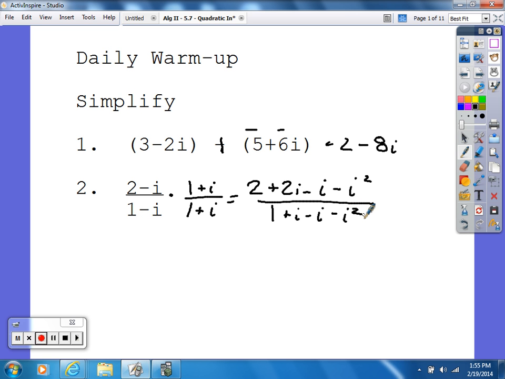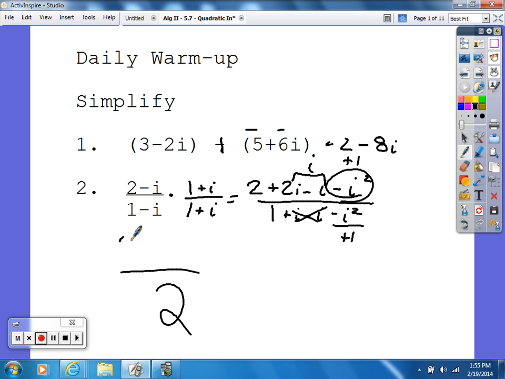Okay? On the bottom, plus i and minus i cancel out. And then I get 1. This becomes plus 1. So 1 plus 1 is 2. On top, these two combine to make just a regular i. This right here becomes a plus 1. 2 plus 1 is 3 plus i. And that is the correct answer there.